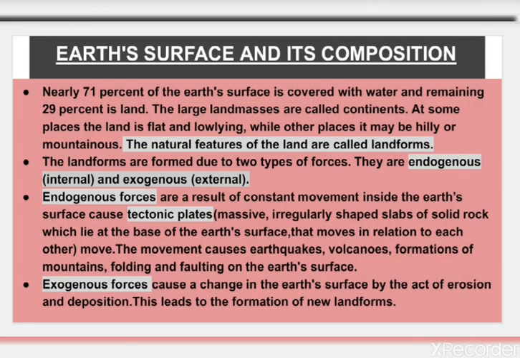Nearly 71% of the earth's surface is covered with water and the remaining 29% is land. The large land masses are called continents. At some places the land is flat and low-lying, while at other places it may be hilly or mountainous. The natural features of the land are called landforms. Landforms are formed due to two types of forces: endogenous force or internal force, and exogenous force or external force.